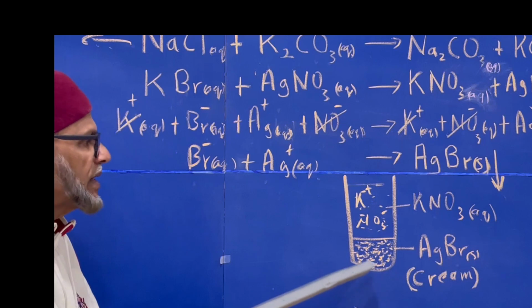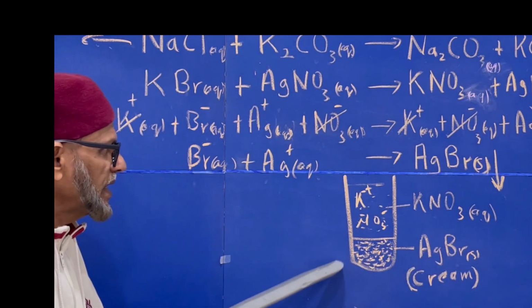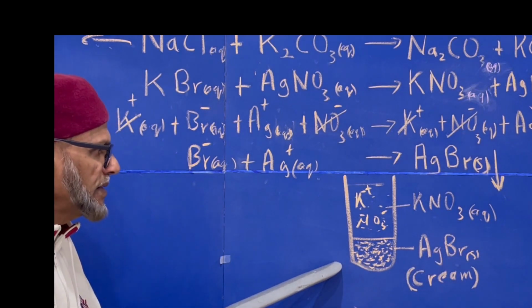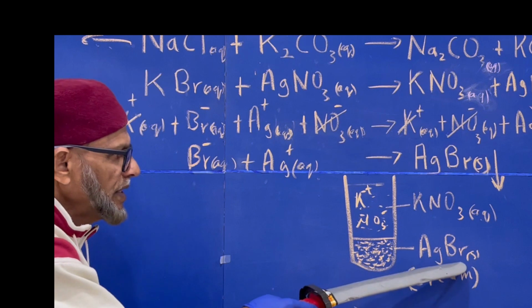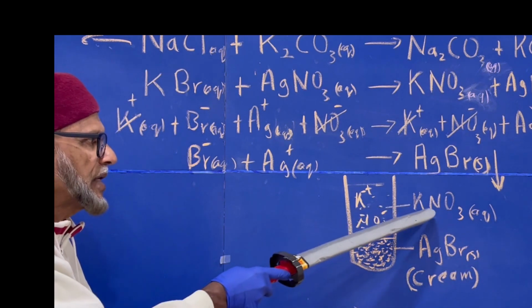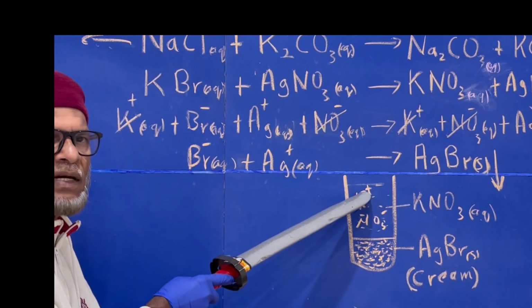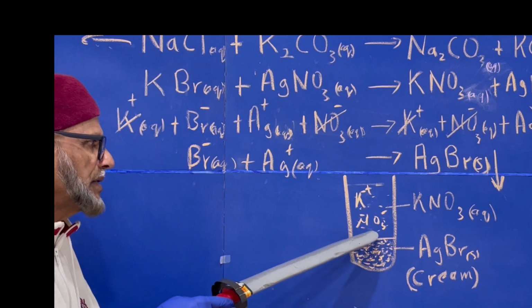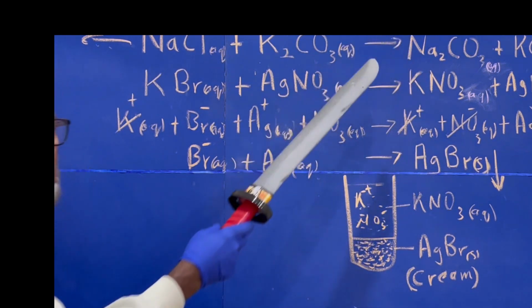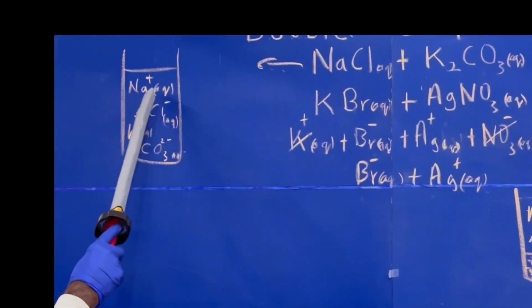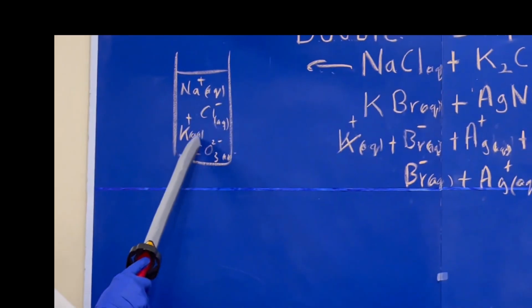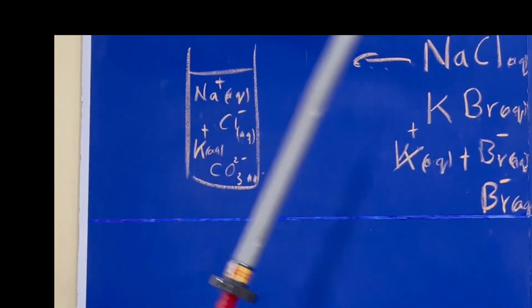This test tube will appear like this sooner or later. We're going to see this solid, and we have a clear solution of potassium nitrate. All you'll find inside there are potassium ions and nitrate ions. For this other one, nothing will happen because the ions will be floating freely inside there.